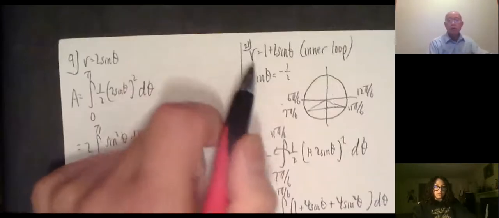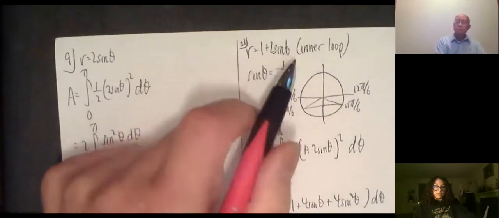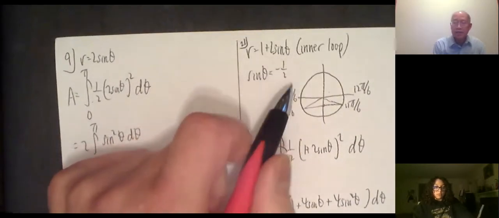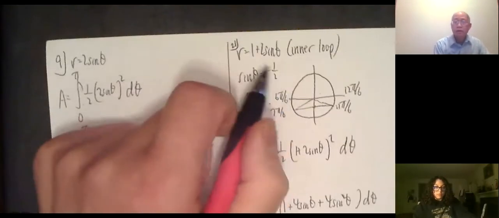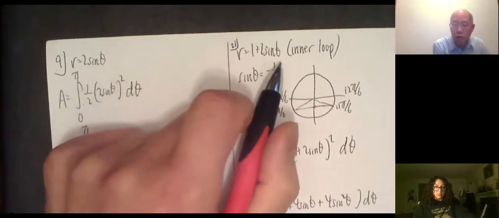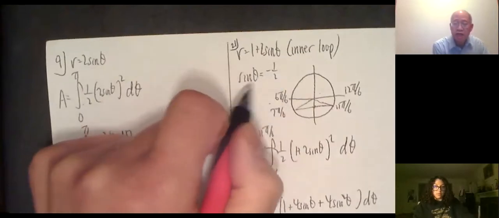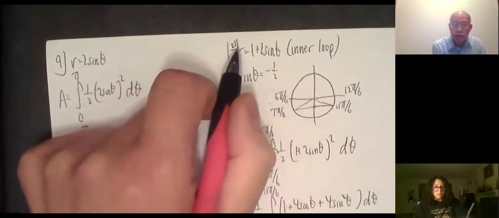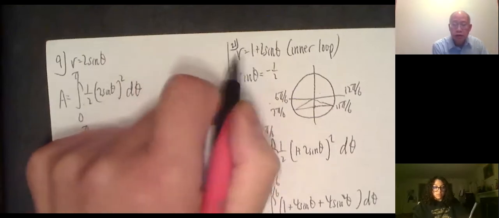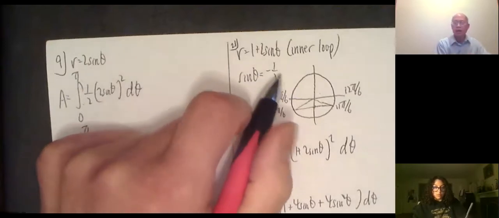Okay, so here's the way I'm going to work that one out. r equals 1 plus 2 sine theta, inner loop. We had something like that last time. I'm not going to bother drawing the whole graph because we don't need it. I just want to know when this comes into the pole. So set r equal to 0. Subtract 1, divide by 2. Sine of theta equals negative a half.